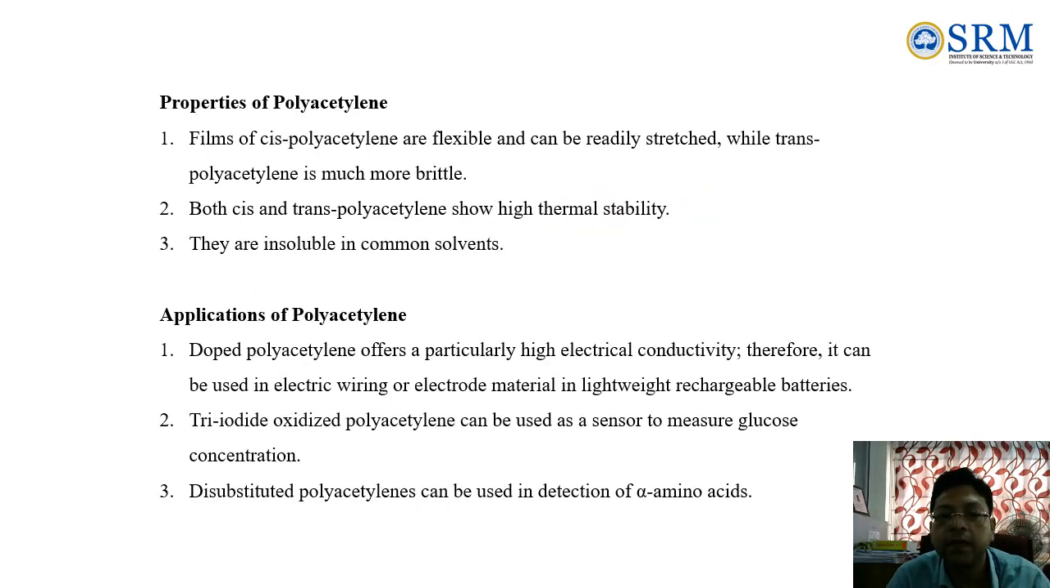So we have seen the synthesis of polyacetylene. So what are the properties of polyacetylene? Films of cis polyacetylene are flexible and can be readily stretched, while trans polyacetylene is much more brittle. Both cis and trans polyacetylene show high thermal stability. And number three, they are insoluble in common solvents. So these are the general properties of polyacetylene.